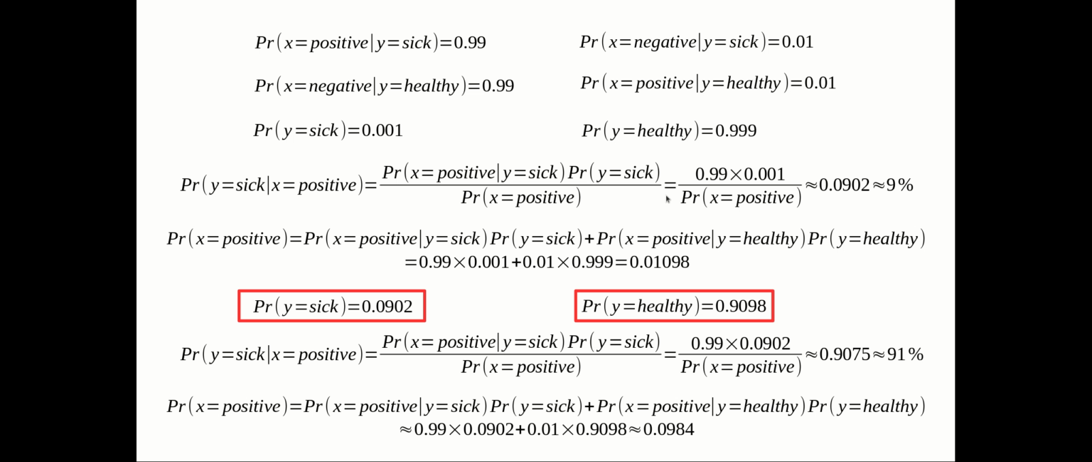So what does that actually mean? 99%, it means what? It means if you have the disease, so the hypothesis is that y equals sick, so you have the disease, that's the hypothesis, and the chance that the test is going to return a positive result is going to be 0.99. That's 99%.